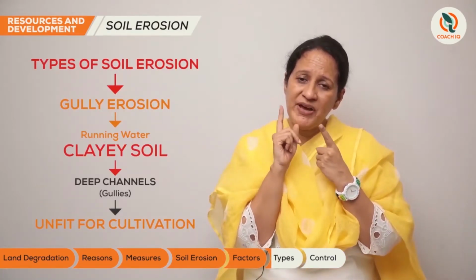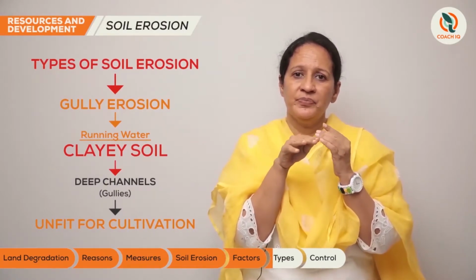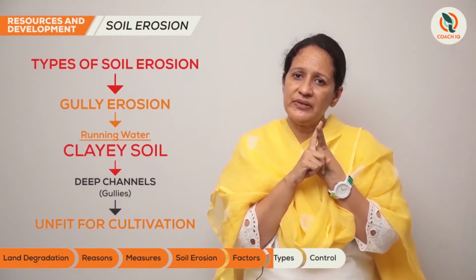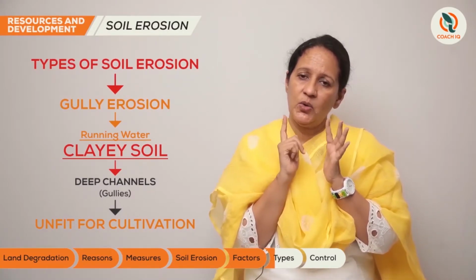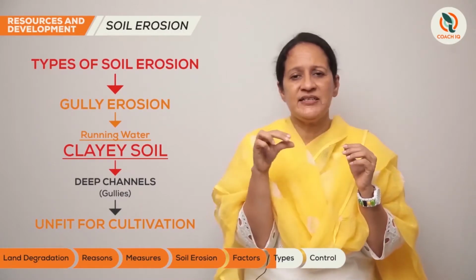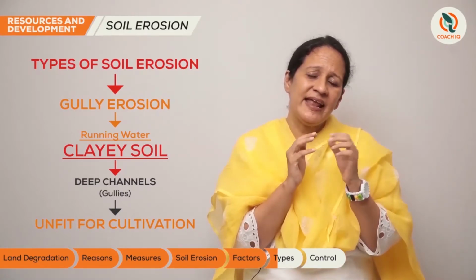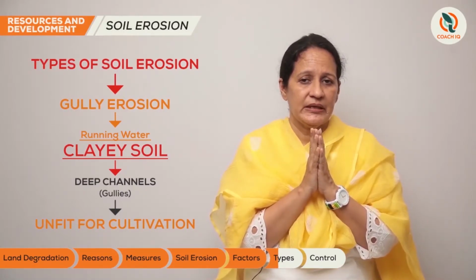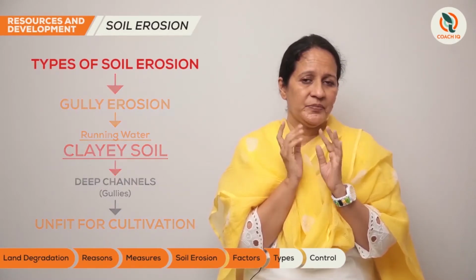So when running water, remember the water has to be running, not still, cuts through which type of soil? The soil is clay soil. When running water cuts through clay soil, channels are formed, and these channels are called gullies, and the land is unfit for cultivation. So your keywords are running water and clay soil.